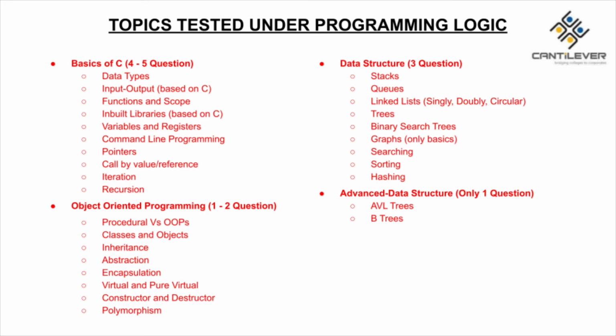You can also get 1 to 2 questions on object-oriented programming, which includes procedural versus object-oriented programming, classes and objects, inheritance, abstraction, virtual and pure virtual, and polymorphism. You will also get approximately 3 questions on data structures, which includes stacks, queues, trees, binary search trees, graphs, which is only basics, searching, and sorting. Further, you will only get 1 question on advanced data structure, which includes B trees and AVL trees.